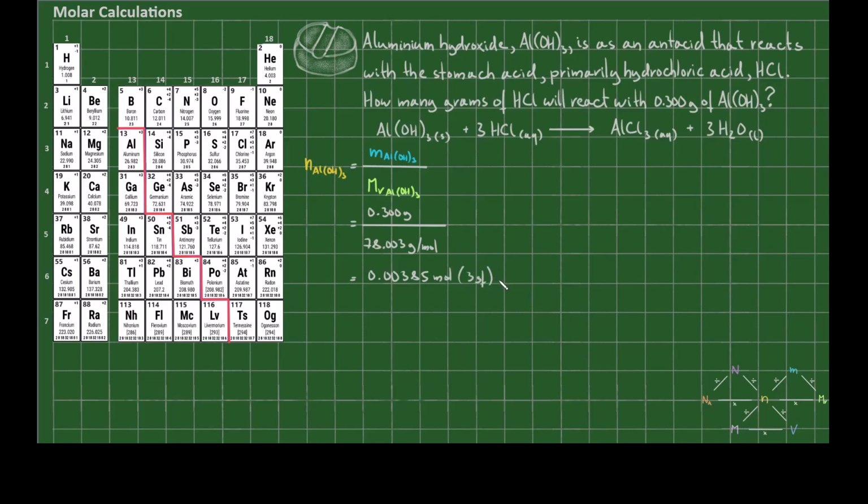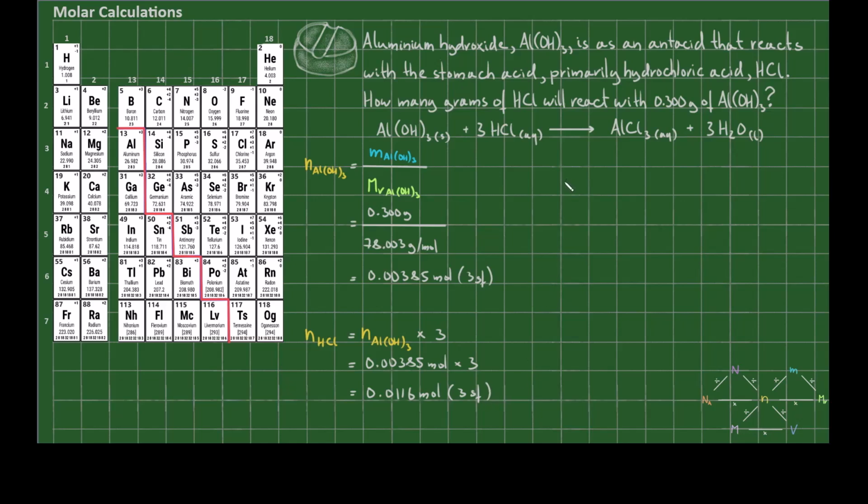Now that I have the number of moles of aluminium hydroxide, I can calculate the number of moles of hydrochloric acid. According to the stoichiometric ratio, the number of moles of hydrochloric acid will be equal to the number of moles of aluminium hydroxide multiplied by 3. And when I substitute, I end up with 0.0116 moles when rounded to 3 significant figures.